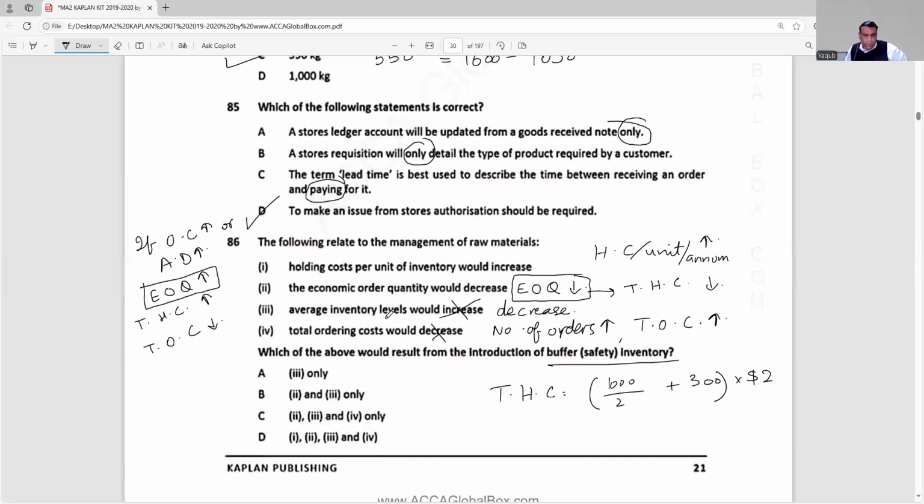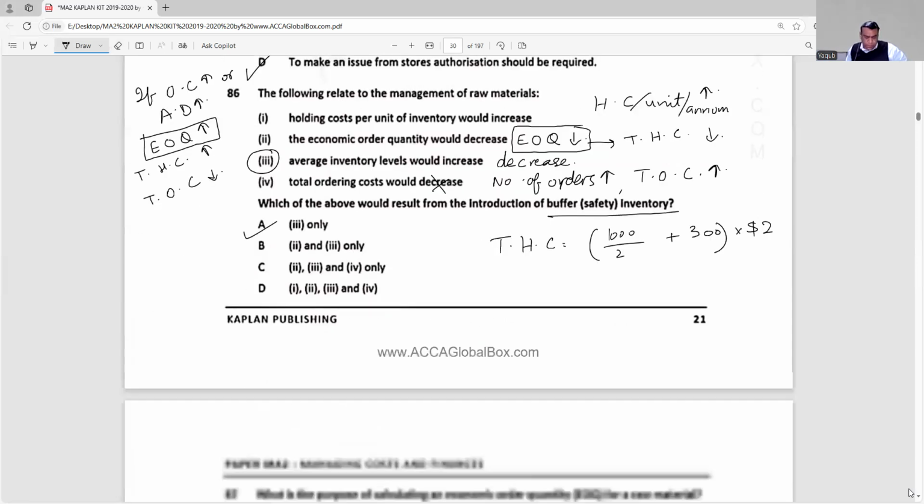So the average inventory level would what? Now your total average inventory level would increase. Only in this case, it is relevant with this case, but not relevant with the second case. So the correct answer is what? A is the right answer.